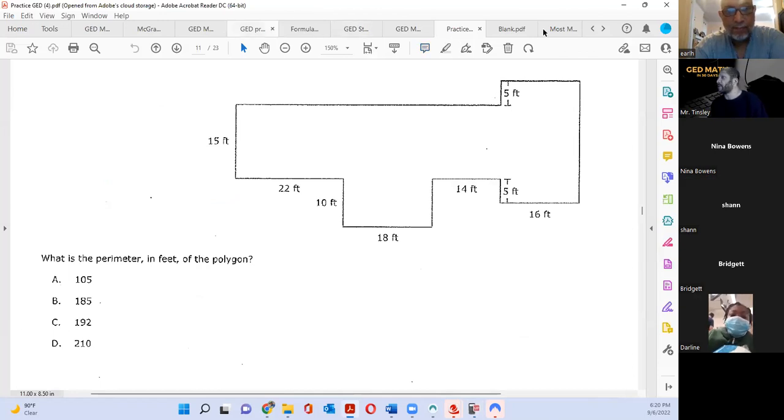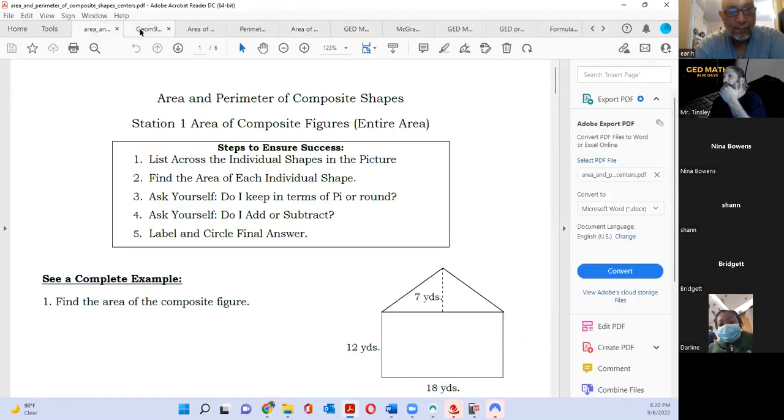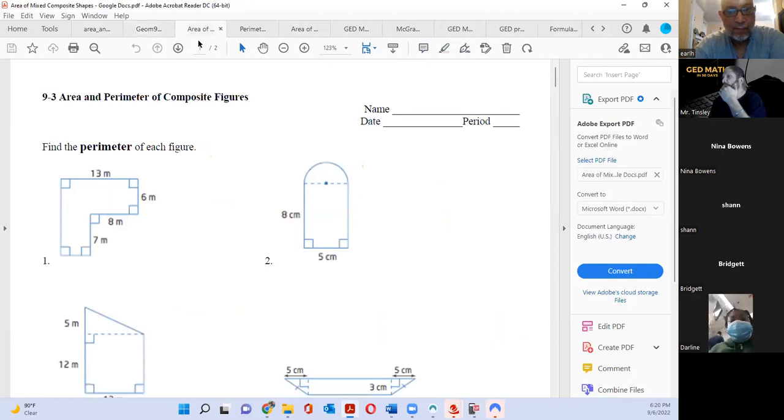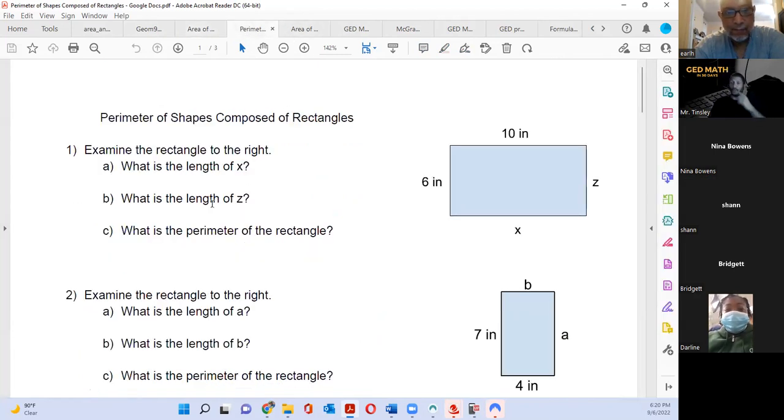So let's look at the book. Hold on. That's not the one I was looking for. I found one from Light and Salt. It was really good. There we go. I like this one first because it breaks it down from the beginning stages.